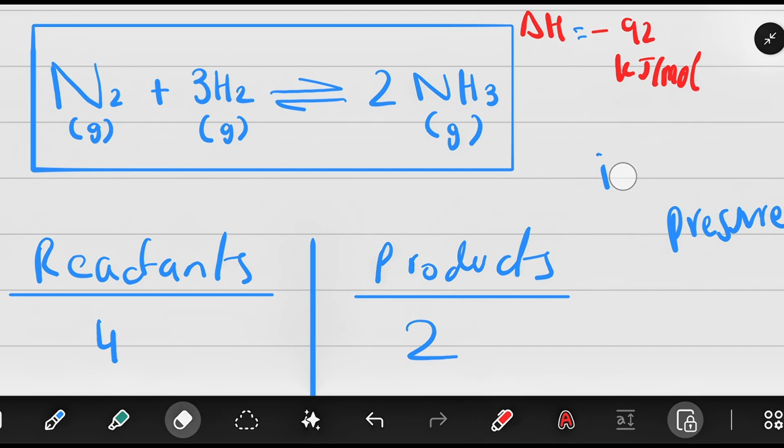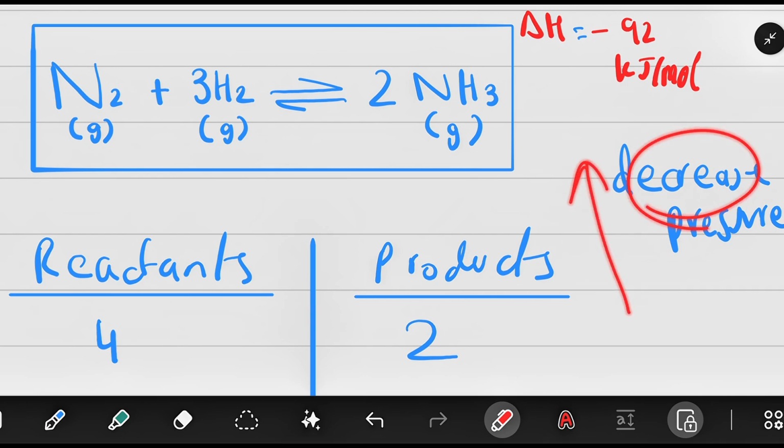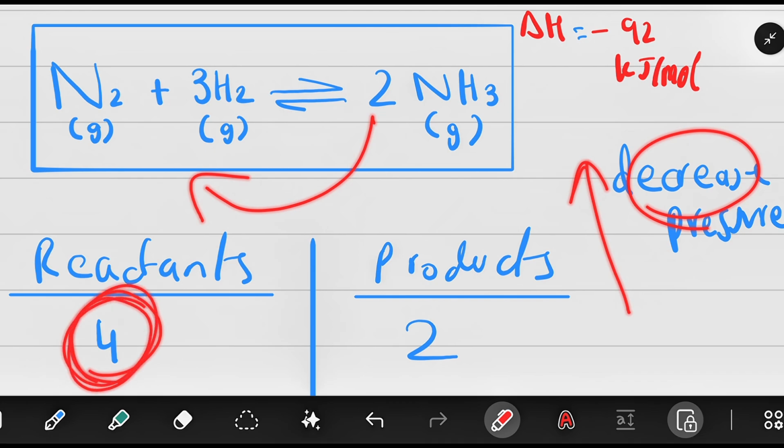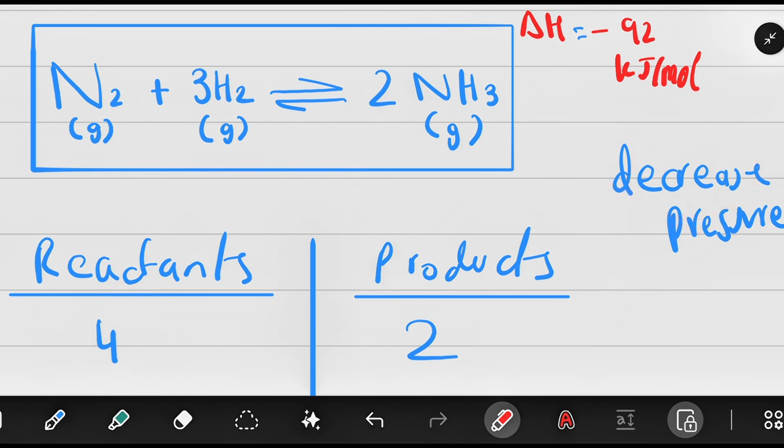Now if I decrease the pressure, right? The equilibrium mixture will go backward and try to increase the pressure again because I have decreased the pressure. Now how can it increase the pressure? It will move to the left because there are more moles of gas present on the left, and it is these 4 moles of gas that will increase the pressure back again if the equilibrium mixture moves to the left. I hope that's pretty clear.